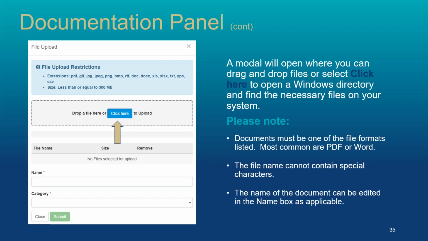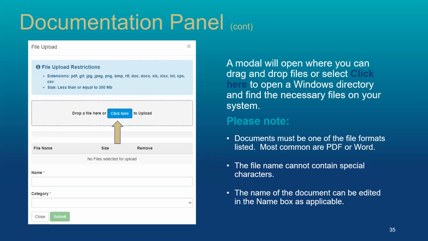It shows you what file formats the file must be. I will say this has expanded quite a bit since we first started using Qualitrac in 2019. So there are a lot of different options there. Typically what we see are either PDFs or Word documents, but any of those extensions are able to be uploaded.